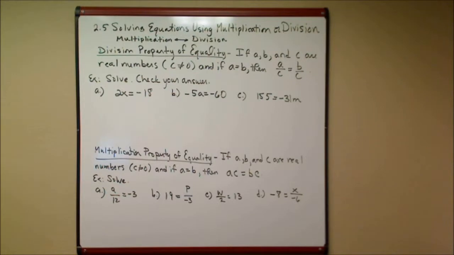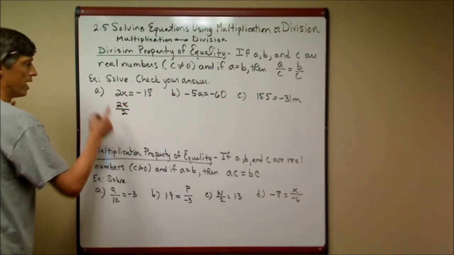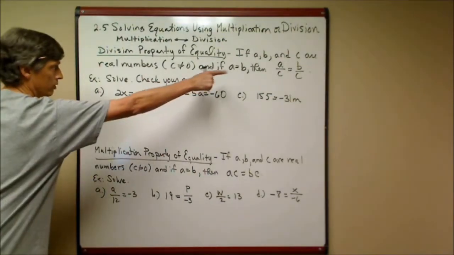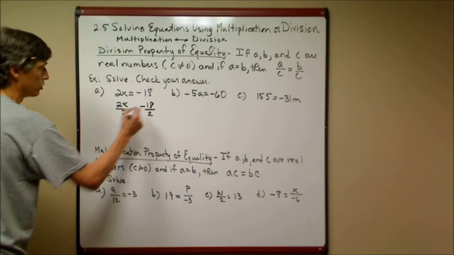Now I'm going to write my division like a fraction. I'm going to write the 2x, I'm going to divide it by 2. And if I do that to the left side, remember I have to do it to both sides there. I'm going to take the other side, I'm going to divide it by 2. Don't forget your equal sign.